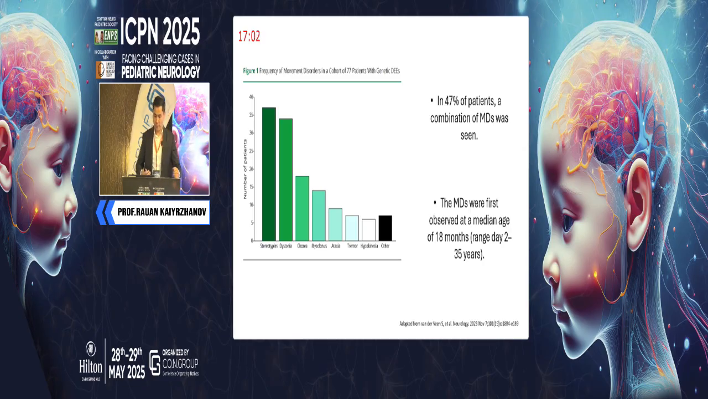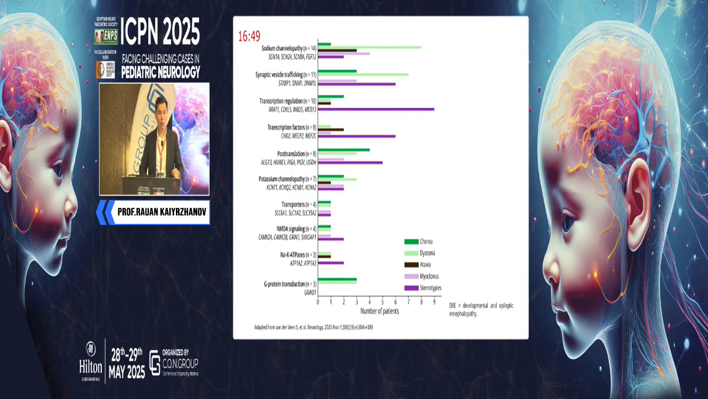And the movement disorders were first observed at the median age of 18 months, from second day of life to 35 years. So you can see the wide range of movement disorders. The authors also found that sodium channels, calcium channels, as well as potassium channels, basically channelopathies, mostly present with dystonia, as you can see in the light gray colored bar, as well as synaptic vesicle trafficking. Whereas stereotypies, in pink color, are common as well in synaptic vesicle trafficking disorders, but also most common in disorders responsible for transcription regulation.